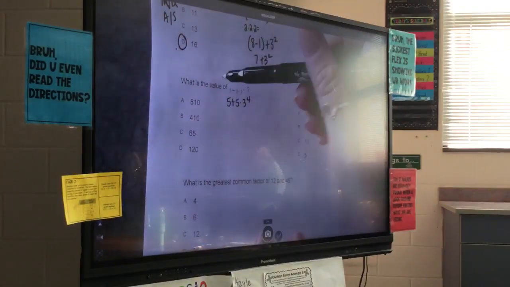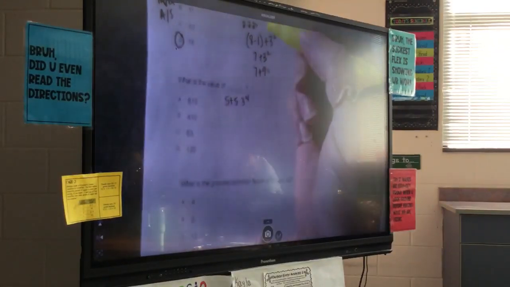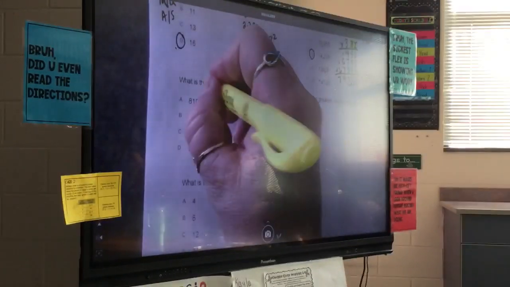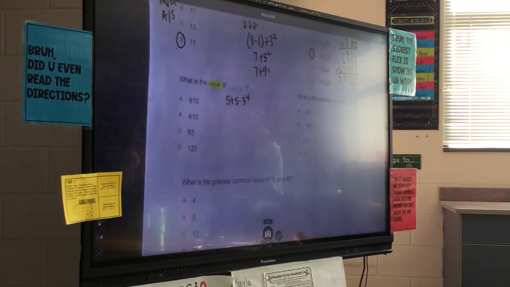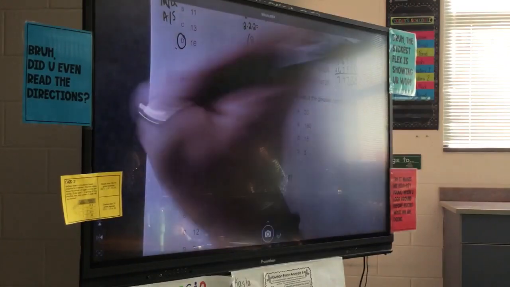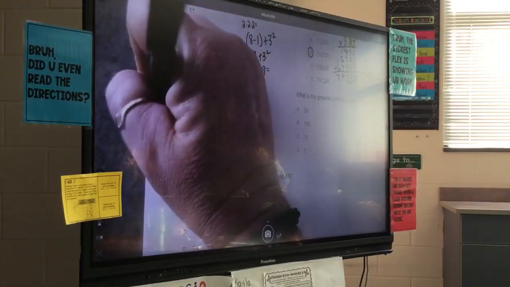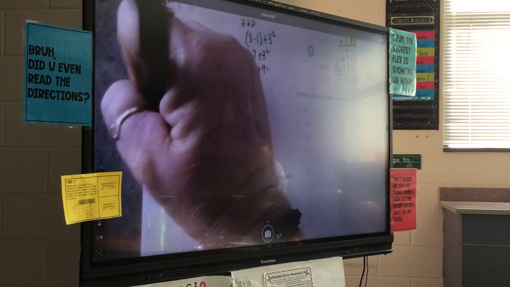It says, what is the value of 5 plus 5 times 3 to the 4th power? All right, what type of question is this? Throw it in the garbage. I don't want it. What type of question is this? Ansley. Okay. Check the absent folder as you walk by.